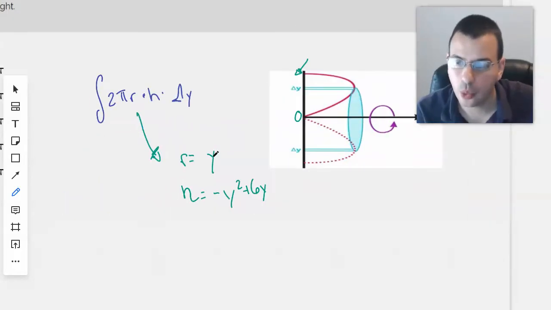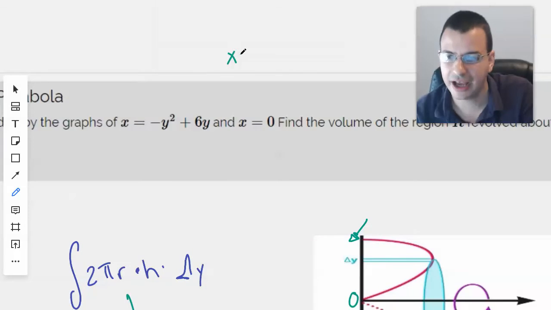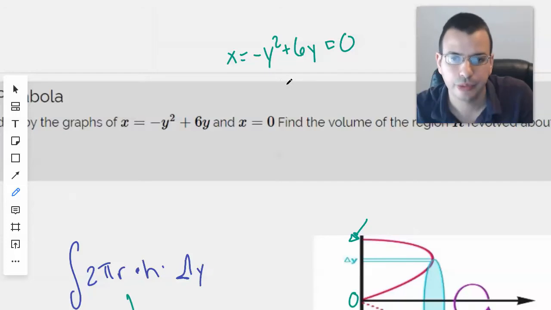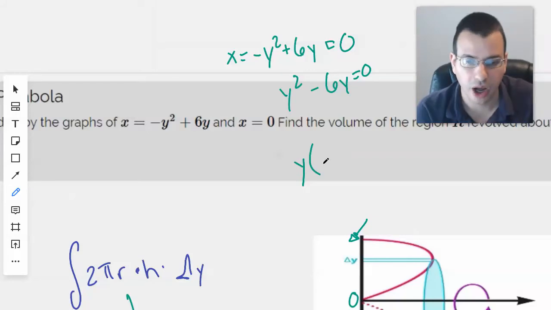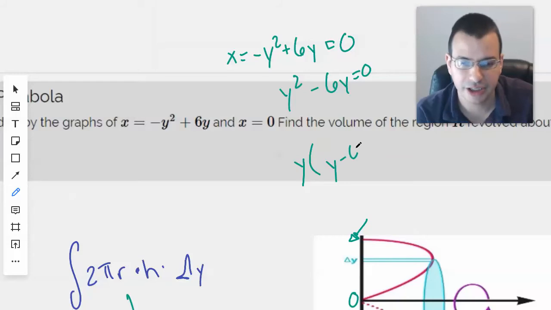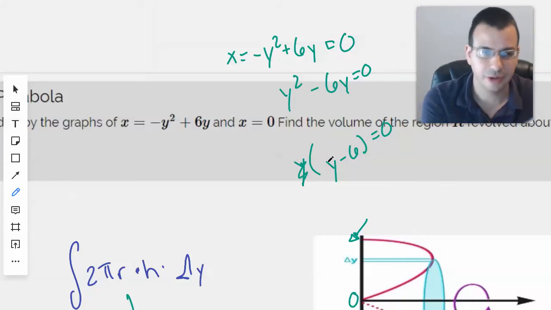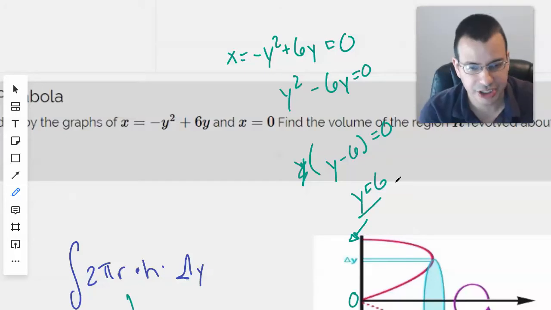So the y value is where x equals 0. If we have x equals negative y squared plus 6y, we set that equal to 0. Rearranging things, we get y squared minus 6y equals 0. We can factor out a y, and we have y minus 6 equals 0. I know you have to be careful about dividing by 0, but such is life. We'd find out that y equals 6 is a possible solution.